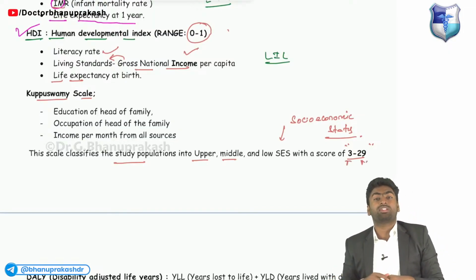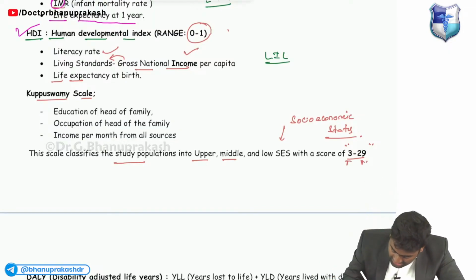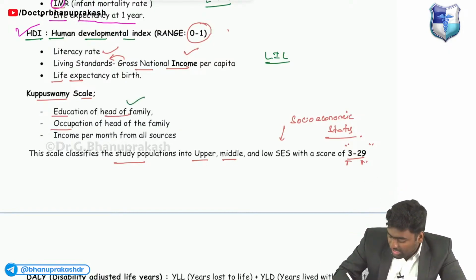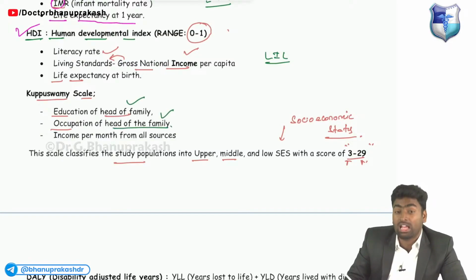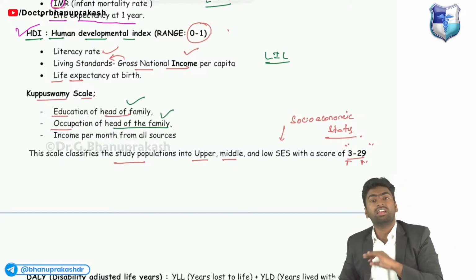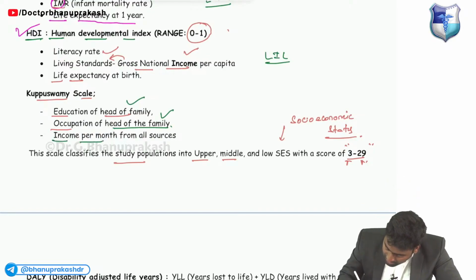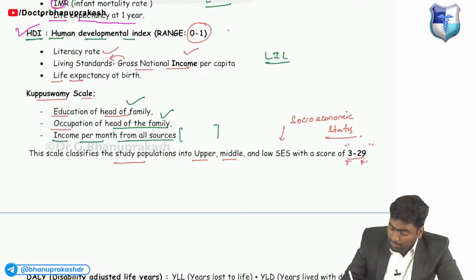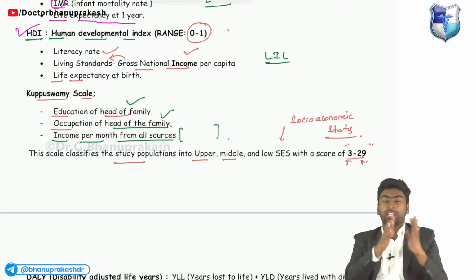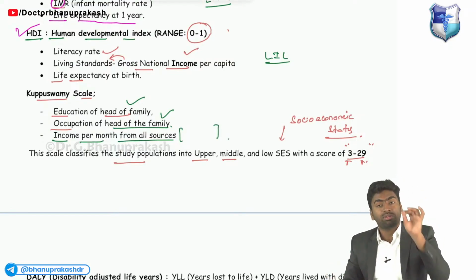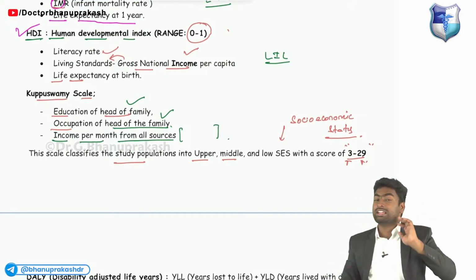But what they will ask you is, what are the components? The components are education and occupation of the head of the family. And the next one is not the salary of the head of the family; it is the income per month from all sources, from all the people. It is not only the head of the family. So if they ask about income from only the head of the family, that is a false statement.